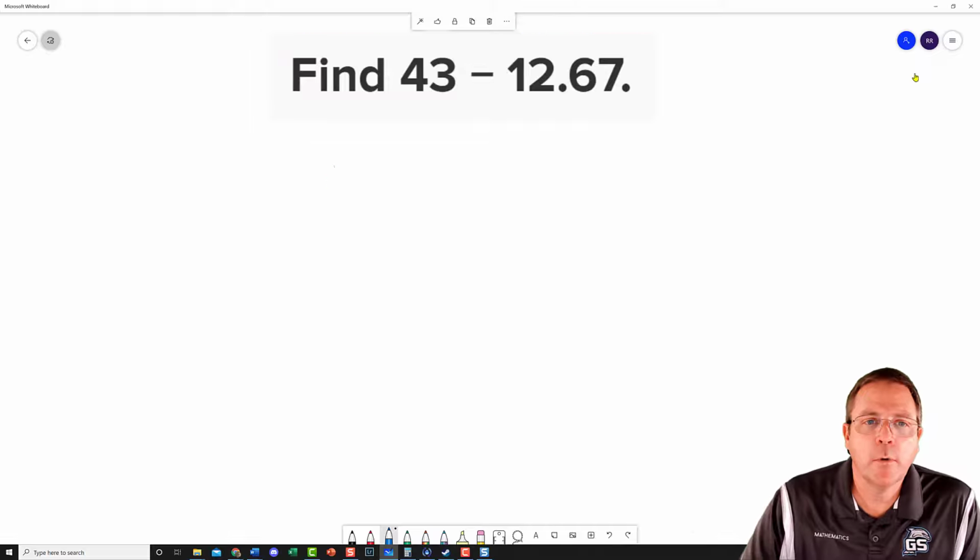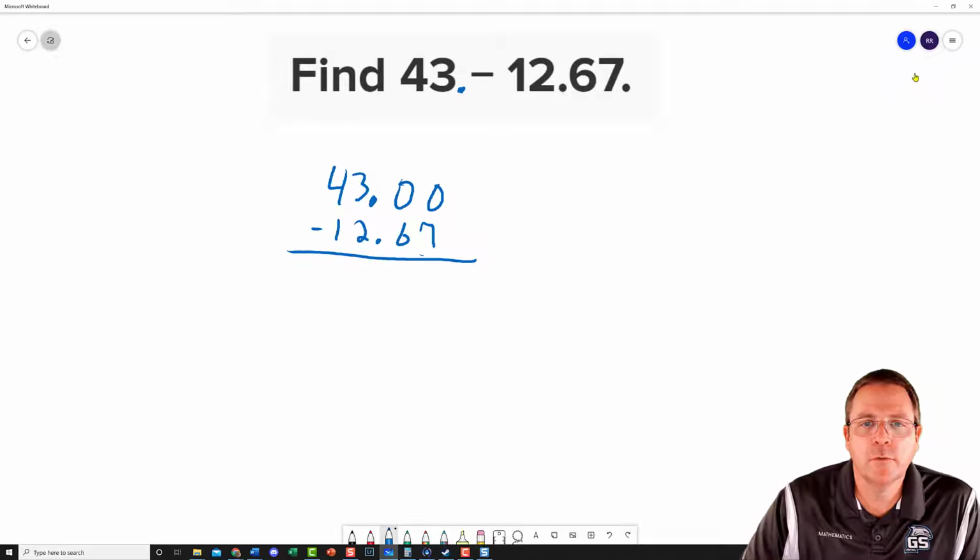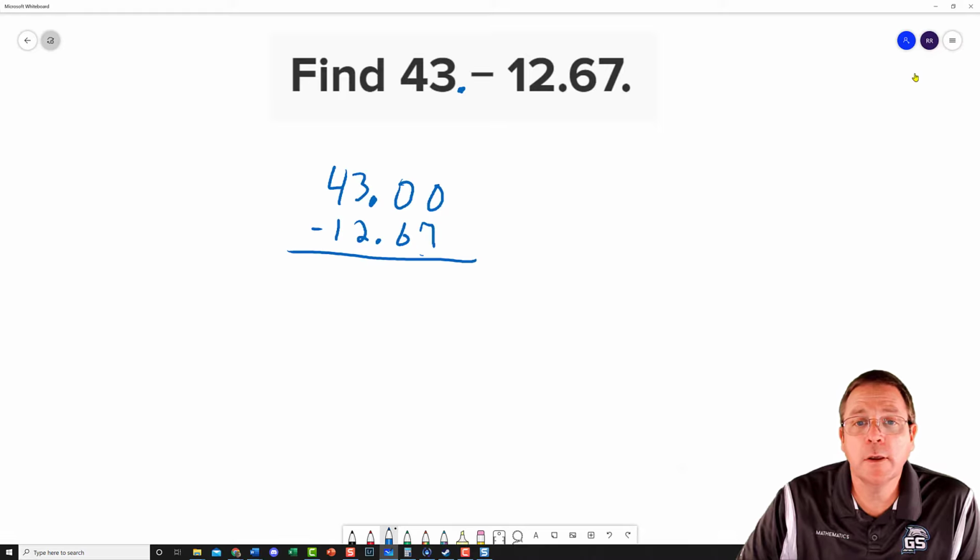All right, when I work the problem, I have 43 with a decimal that's right there. It's invisible. And then we're subtracting from it 12 and 67 hundredths. I'm going to annex in my zeros as needed, and then I'm going to start borrowing. Now on the borrowing, it's a little bit tricky because you got 2 zeros here. I know that one's going to end up being 10. This one, I'd like to be 10, but it's not. I have to take away from that.